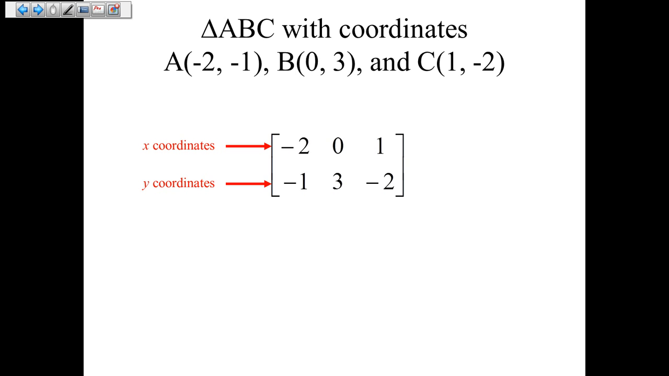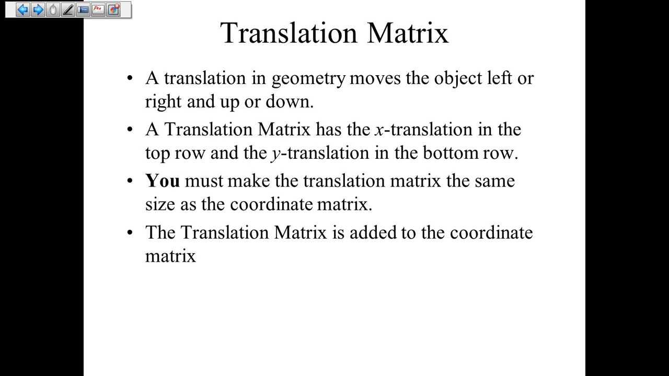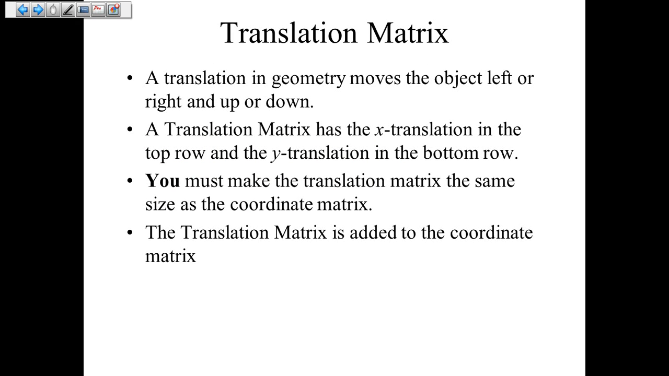We're going to be multiplying this matrix by other matrices. We might even just be adding numbers to this matrix in order to make some transformations happen. So let's take a look at how these transformations happen. First of all, a translation matrix in geometry moves the objects left, right, or up or down.